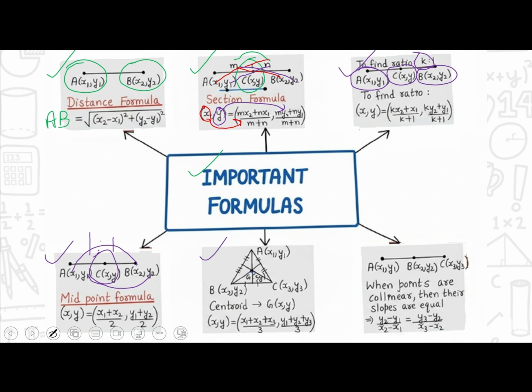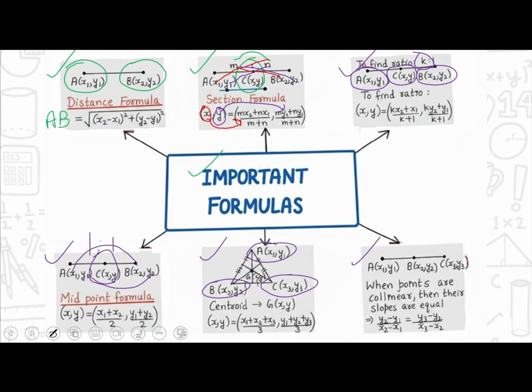Now what is centroid? Centroid is a point where all medians meet. Now if the vertices of a triangle are given to you, then you can find the centroid by just using this formula, that is (x1 plus x2 plus x3) by 3, comma, (y1 plus y2 plus y3) by 3.